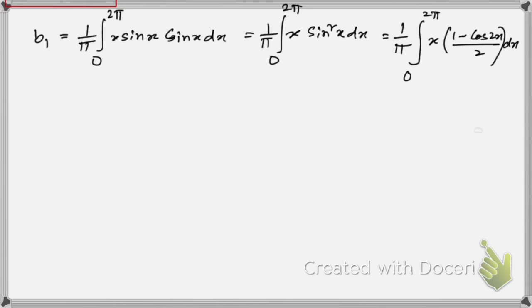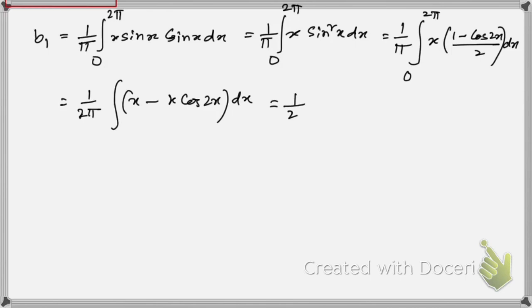So again, use the product rule here. Now you see this 2 is taken out of the integral because it is constant. So we're going to get 1 by 2 pi integration. If you multiply this x with this, then you will get x minus x cos 2x dx. Then 1 by 2 pi, integration of x dx minus integration of x cos 2x dx. That's what you will get, right?